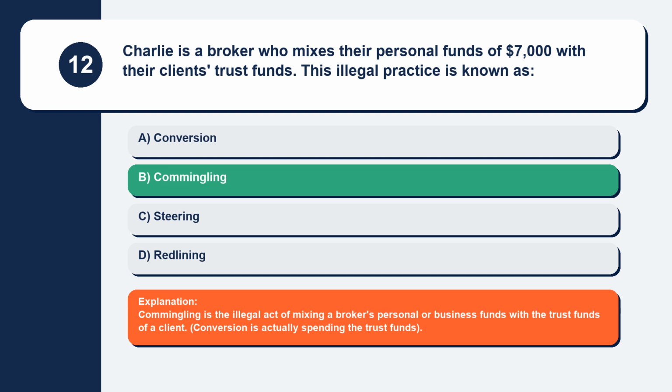Explanation: commingling is the illegal act of mixing a broker's personal or business funds with the trust funds of a client. Conversion is actually spending the trust funds.